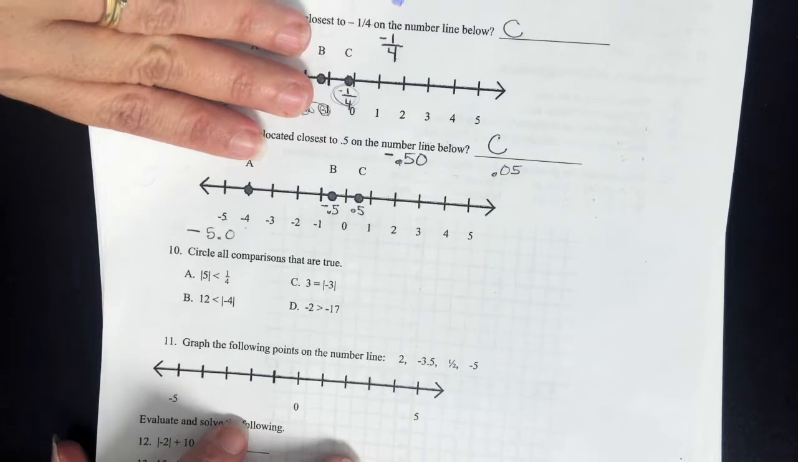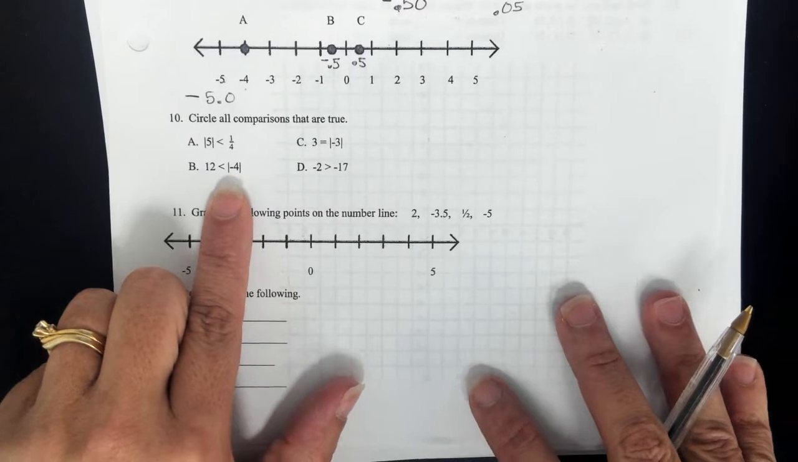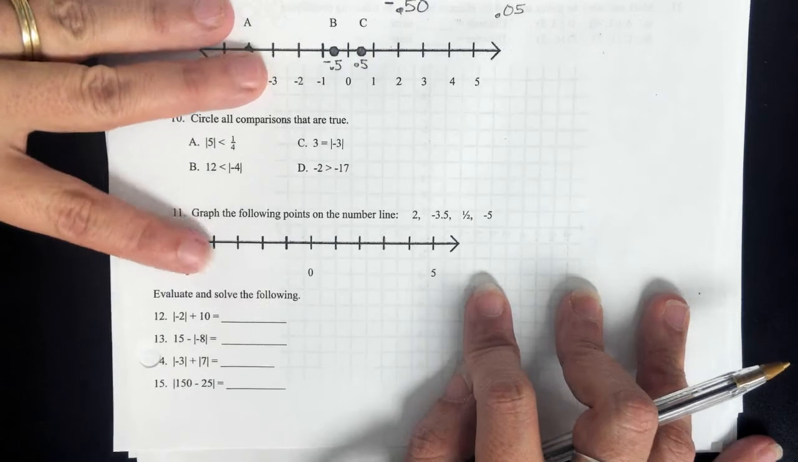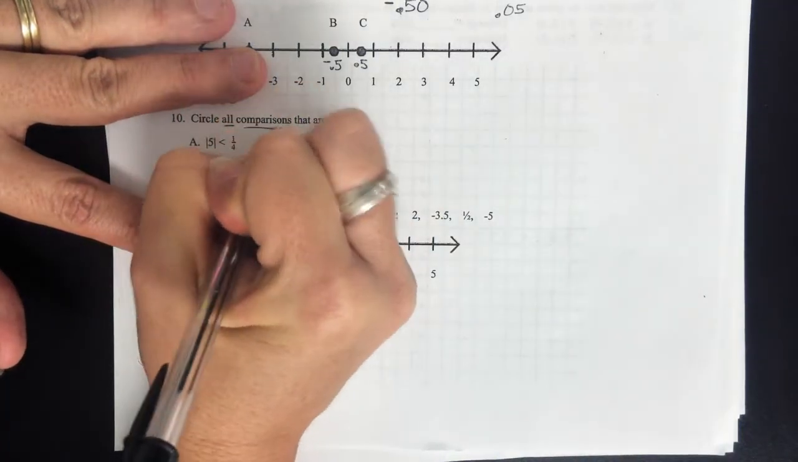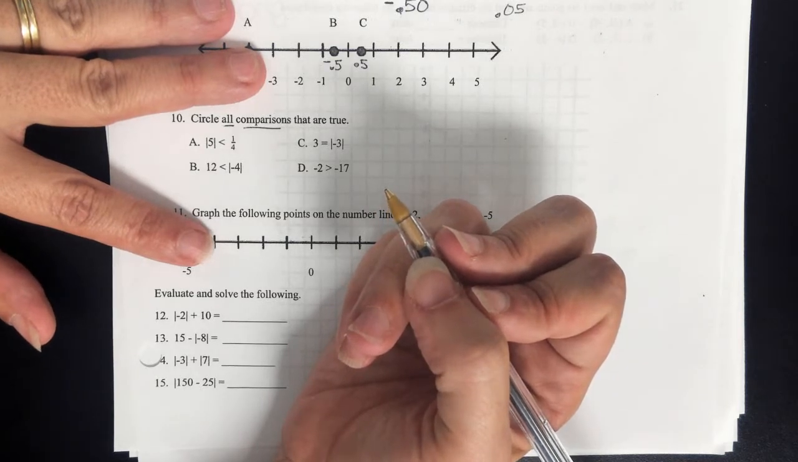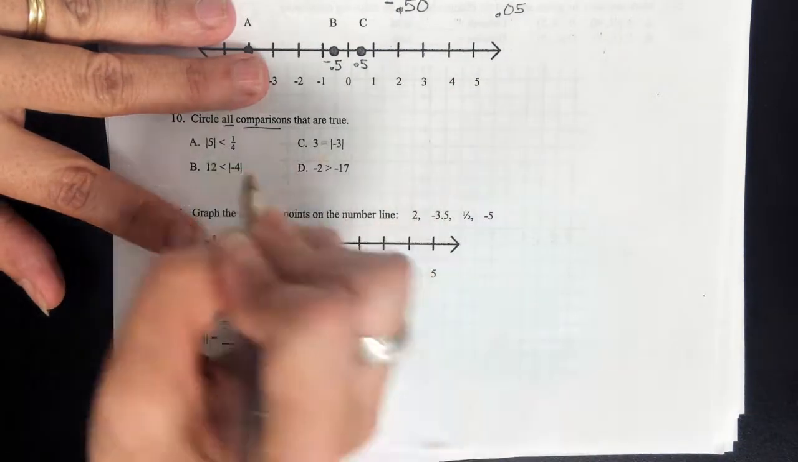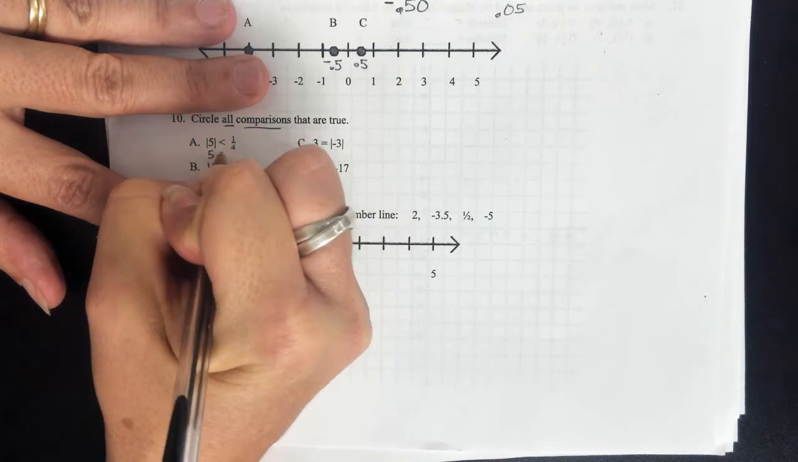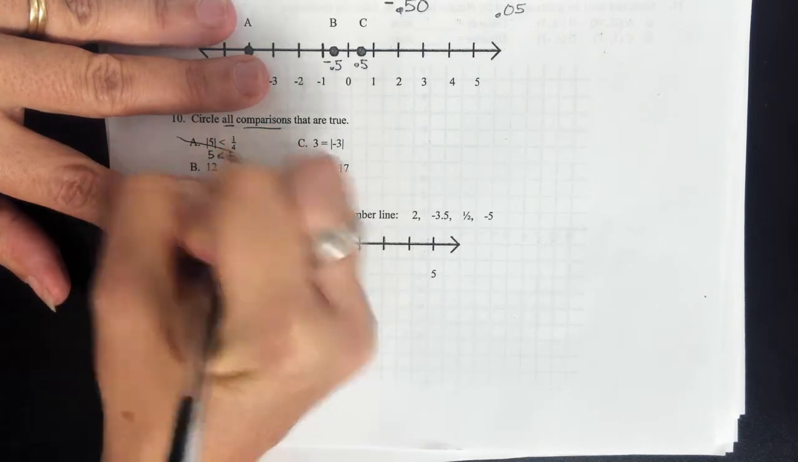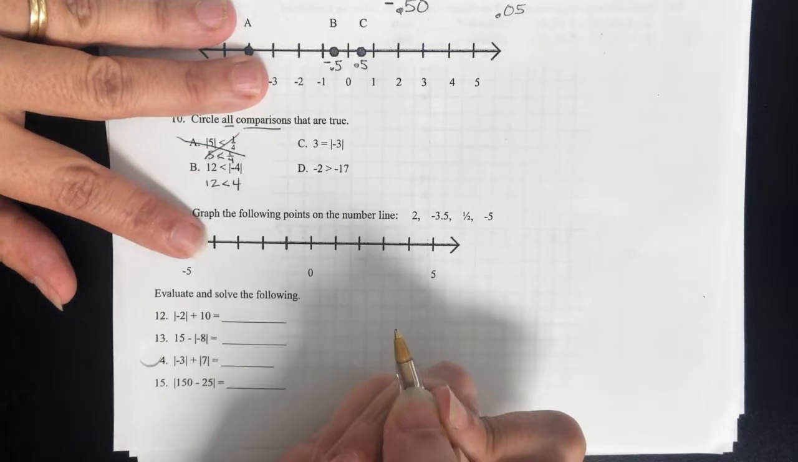Absolute values from last week. So if you were absent last week. Okay, so, circle all comparisons that are true, though. Okay, so, starting out, King, is letter A an answer that is true? No. Because 5 is not less than a half. Okay. Is 12 less than 4? No. No.